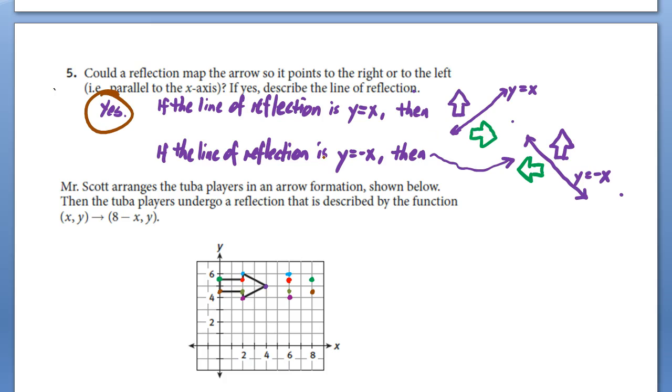If the line of reflection is y = -x, then we would have this situation. So again, here's the original arrow, the one in purple. The line y = -x has a slope of -1. It runs downhill, goes through the origin. If we were to reflect the purple arrow to the other side of that line, it would be this green arrow, and that points to the left.